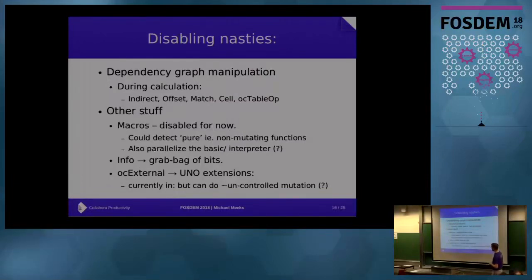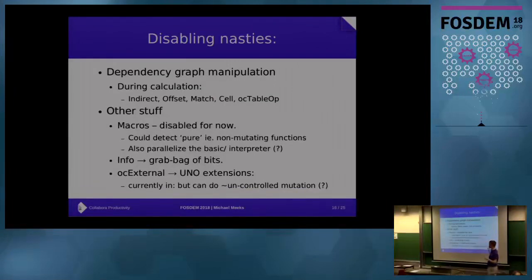Macros we disable for now. If you look at what Excel does, it looks at the macro code and says, this is a pure function. It doesn't mutate stuff. So Excel doesn't allow macros that do stupid stuff to be called in formulae, but we're not quite as advanced as that. What would be even nicer would be to parallelize the basic interpreter, but that's quite an exciting problem.